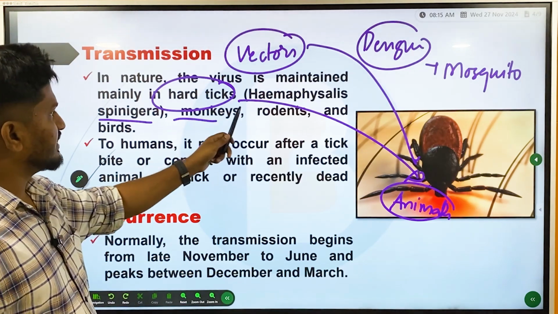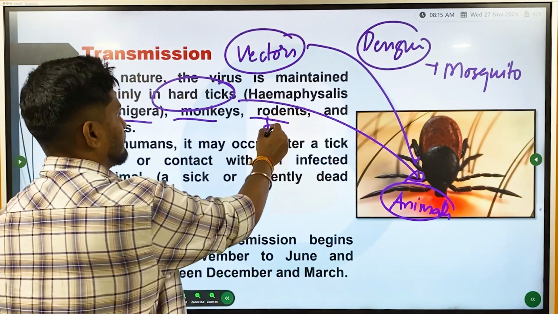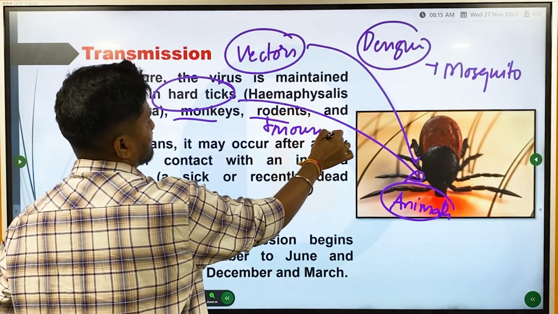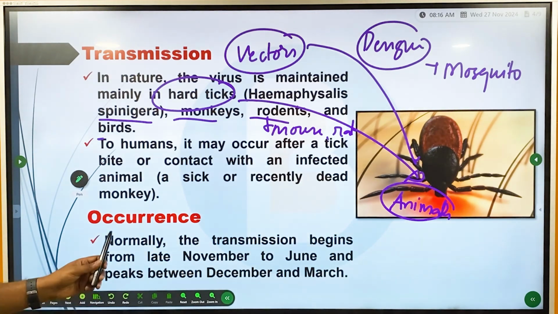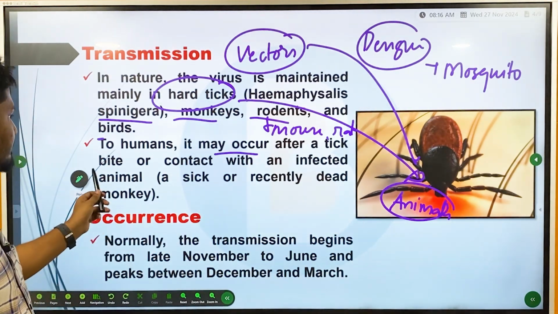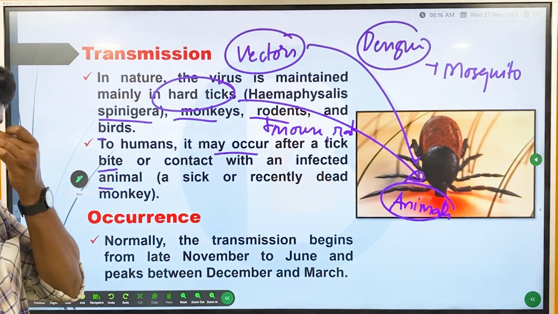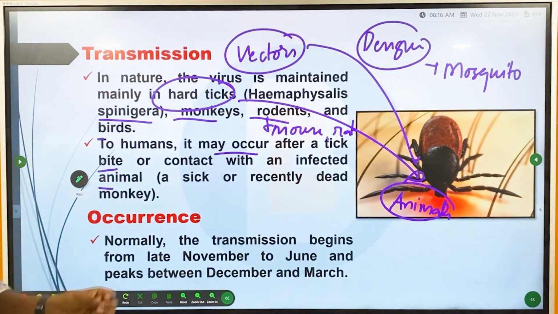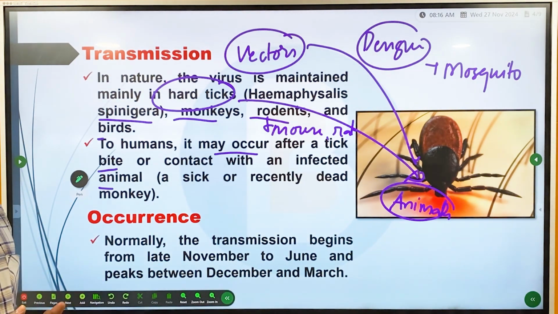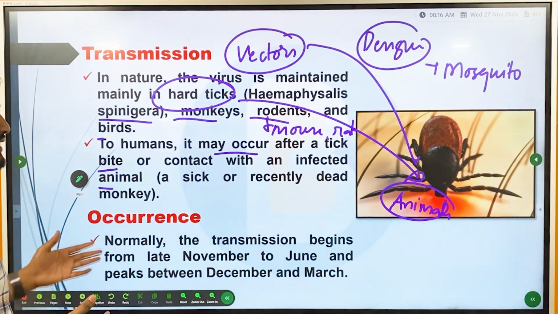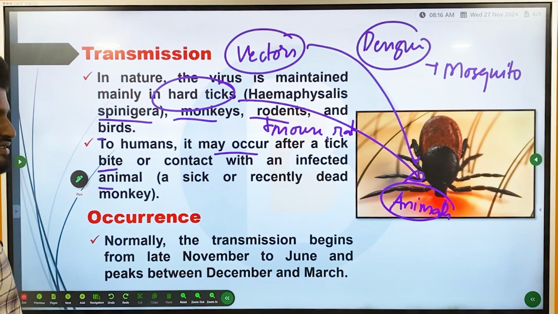And then it is also present in monkeys, rodents, and birds. What are rodents? Rodents are mouse, rat, etc. And to humans, it mainly occurs after a tick bite or contact with an infected animal. Okay. So as I said initially, it will first come in the vector, and from the vector, if it infects human beings, or human beings come in contact with any other animal which is already suffering from the disease, then there is a chance that it is going to transfer from animal to human beings.